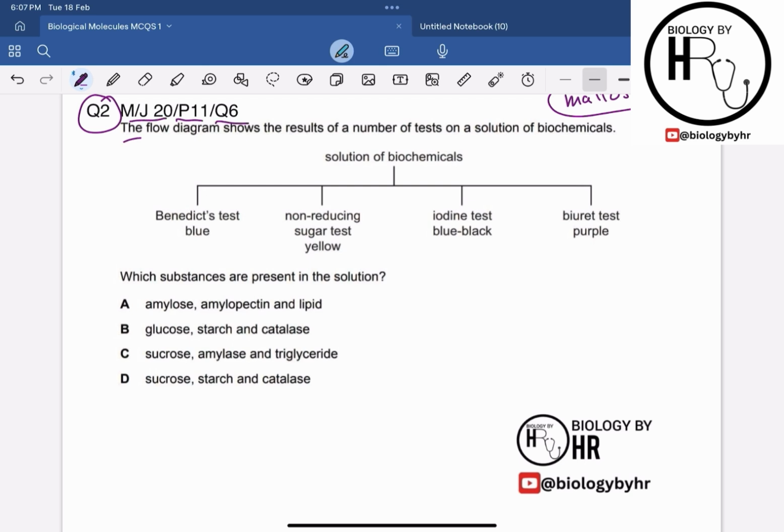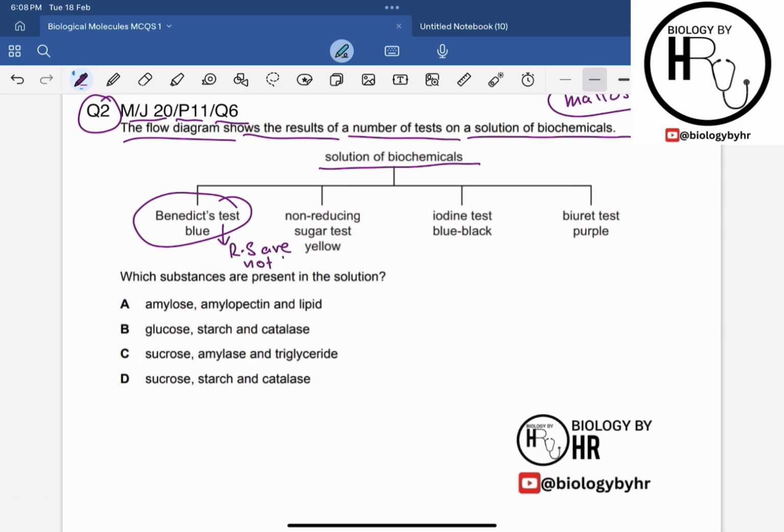It says that the flow diagram shows the results of a number of tests on a solution of biochemicals. The Benedict test is blue. If the Benedict test is blue, it means that reducing sugars are not present, because Benedict solution only changes color if reducing sugar is present.